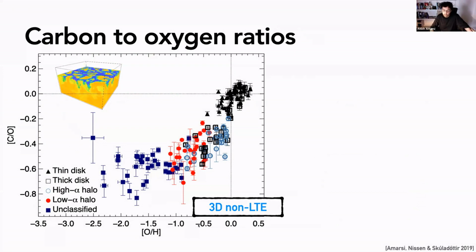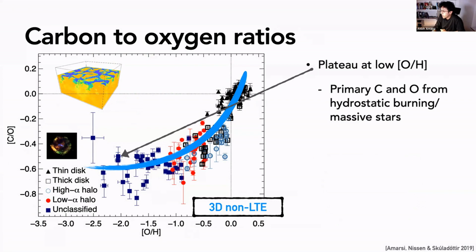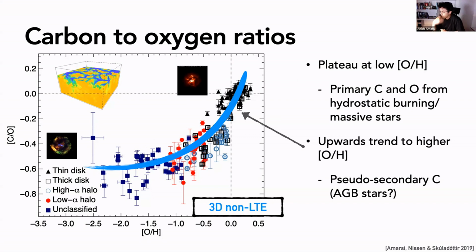In these various plots that I'll show for the rest of the talk, I have this box, this 3D simulation here, when I'm showing 3D non-LTE results. But I also have this caption here. In this plot, we have carbon to oxygen on the y-axis, and oxygen over hydrogen on the x-axis. With this square bracket notation, the sun is now going to always be at 0, 0. What we see is a trend: at low metallicity, or low oxygen to hydrogen, we see a plateau, which is consistent with this picture of carbon and oxygen coming from helium burning in massive stars. But we do see an upwards trend, which is what I've called here a pseudo-secondary production, perhaps from AGB stars or low and intermediate mass stars at later times.